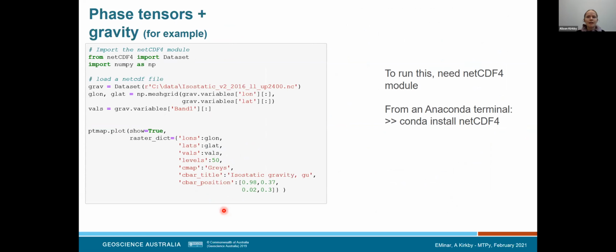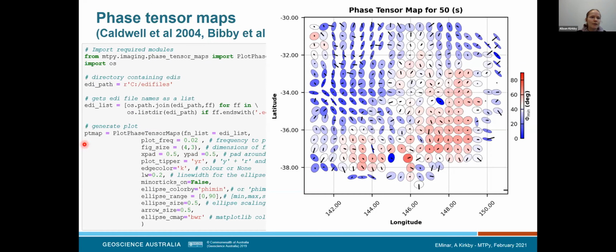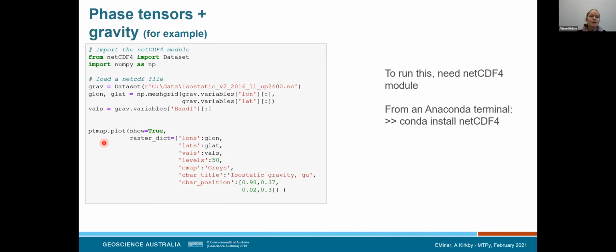You may want to show other data sets with phase tensors, and you can do that also using MTPy. In this case, I'm going to show you some gravity data underneath the phase tensor ellipses. You've already created a phase tensor maps object in your previous code snippet, so now you don't have to make it again, but you do need to read in the gravity data. I'm using the NetCDF module to read in the gravity data. It's a NetCDF file, so it's pretty straightforward. You can feed that straight into the object.